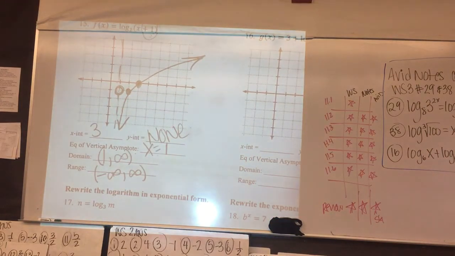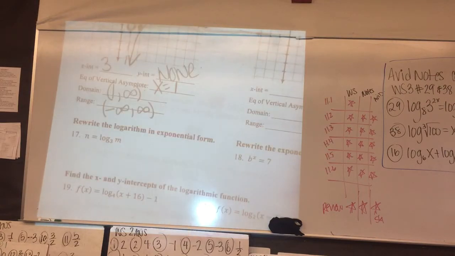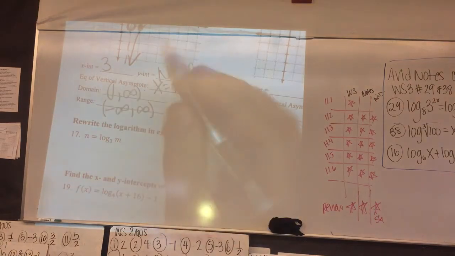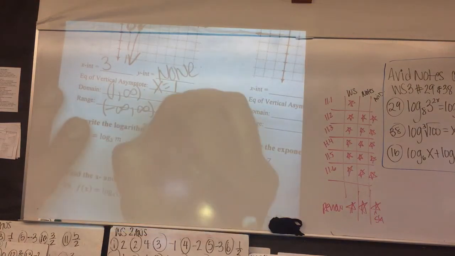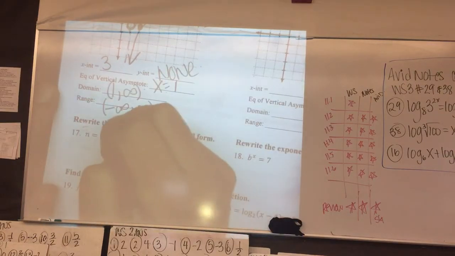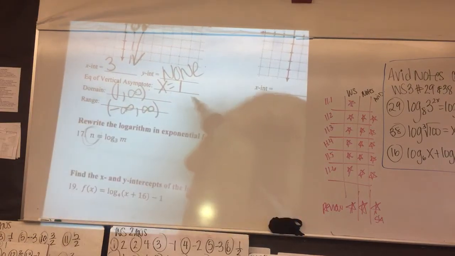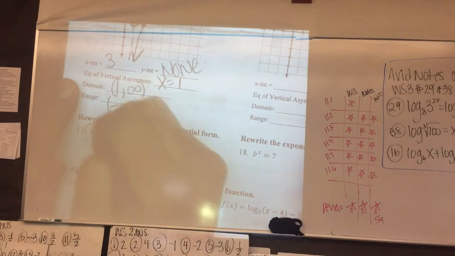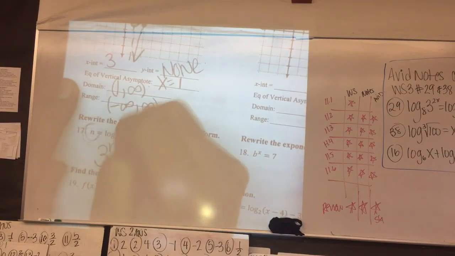Okay, let's look at number 17. 17 says rewrite the logarithm in exponential form. We didn't really do much of those in class because it wasn't in a worksheet, but we actually did do it. I just didn't say that's what we were doing. So this means 3 to what power is m, and it's saying that answer is n. So 3 to what power is n?